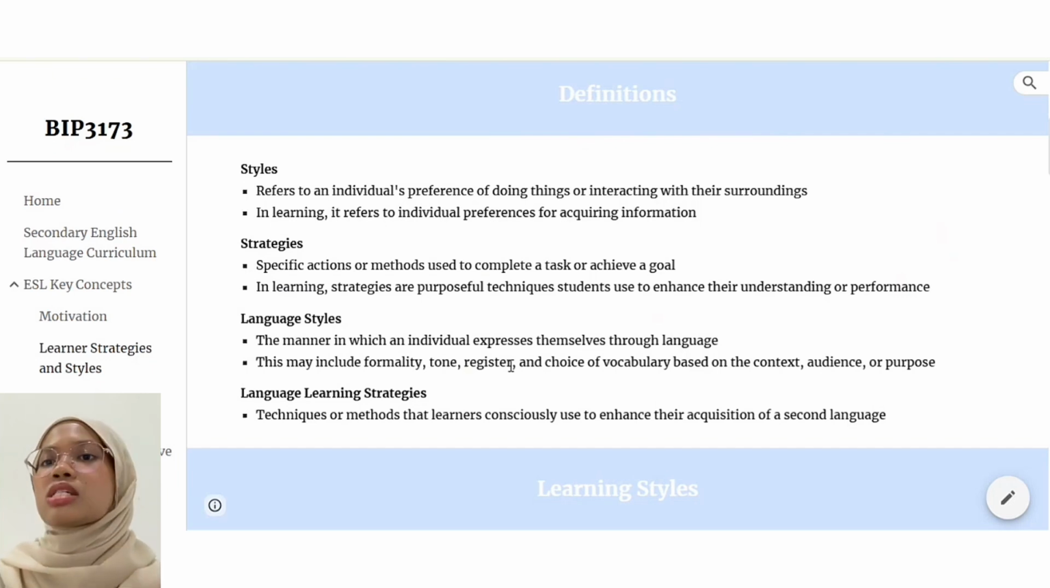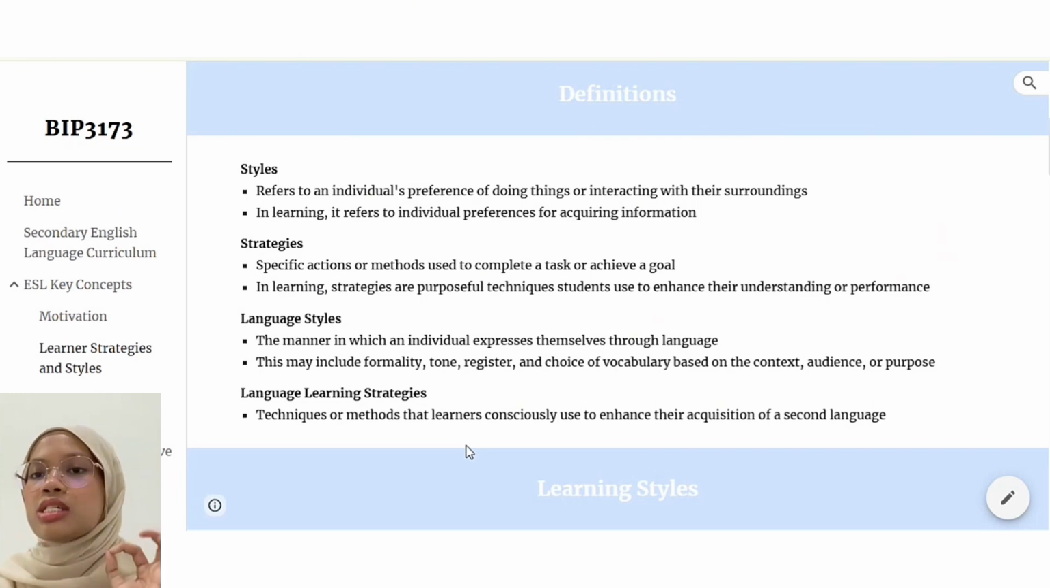For strategies, it is a specific action or method used to complete a task or achieve a goal. And in learning as well, strategies are purposeful techniques students use to enhance their understanding or performance. Meanwhile, for language styles, it is the manner in which an individual expresses themselves through language, which can include formality, tone, register, choice of vocabulary based on the context, audience, and purpose. And lastly, for language learning strategies, it is the techniques and/or methods that learners consciously use to enhance the acquisition of a second language.